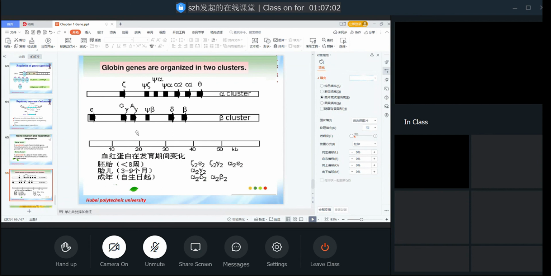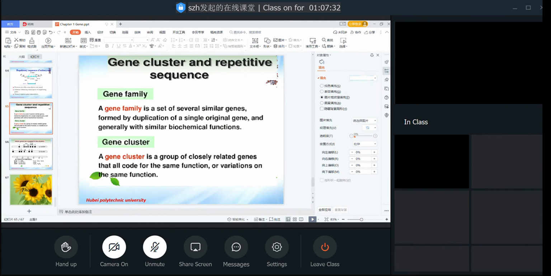And another thing, beta globin is a gene family. And here you can see alpha 1, alpha 2, and so on, in the same DNA sequence. So at that time this is the alpha cluster, in the same DNA sequence. Okay. So at the beginning of studying molecular biology, we meet many kinds of definitions.